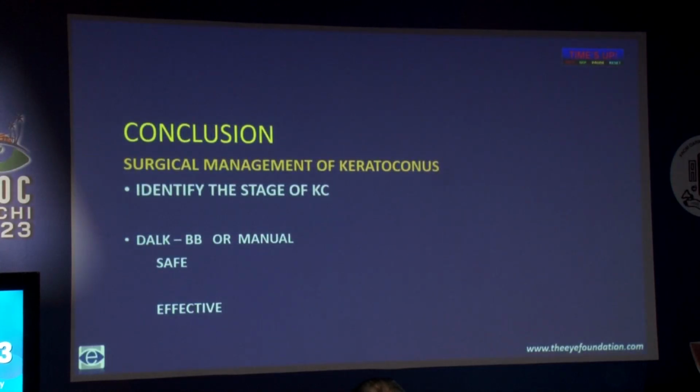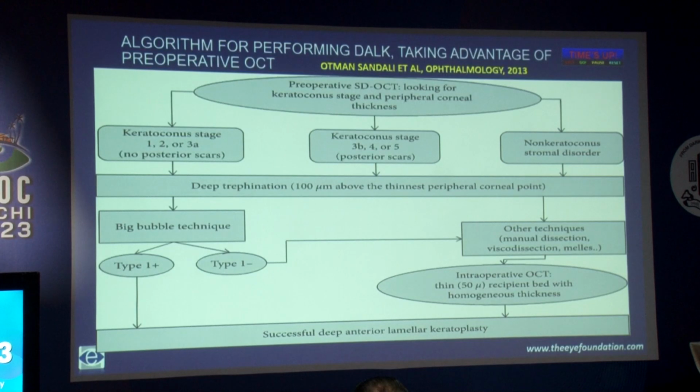Conclusion is the surgical management of keratoconus. We have to identify the stage of keratoconus, and then plan either a big bubble DALK or a manual DALK. So this is actually an algorithm for performing DALK, taking advantage of preoperative OCT. If the keratoconus is stage 1, 2 or 3A, you can go ahead and do a deep trephination, just start at 100 microns from the thinnest peripheral corneal point, and do a big bubble DALK.